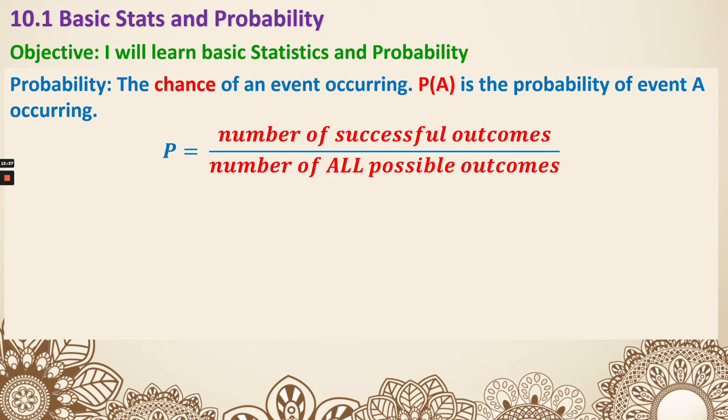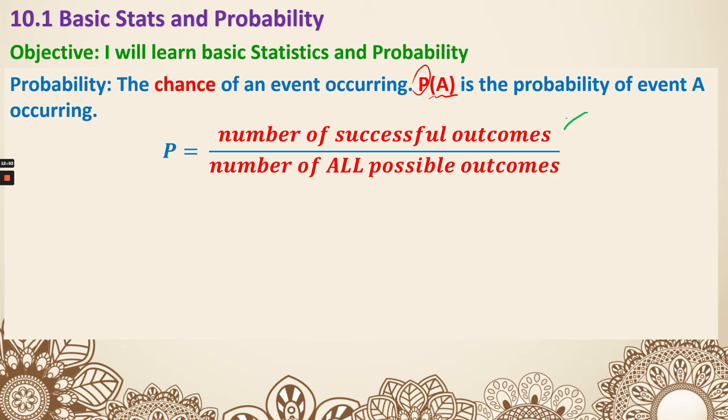Next, let's talk about probability. Probability is actually the chance of something happening. Like, what is the probability if it rains tomorrow, right? What are the chances of raining tomorrow? So we use P to represent probability, and this A is the event that we actually want to talk about. As for how to calculate it, it's the number of successful outcomes divided by the number of all possible outcomes.